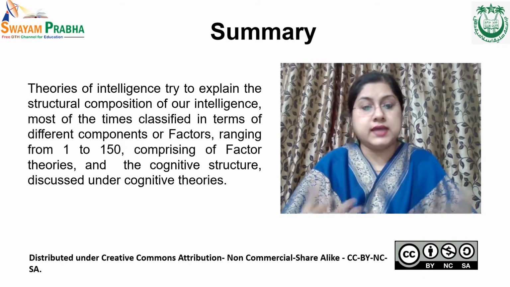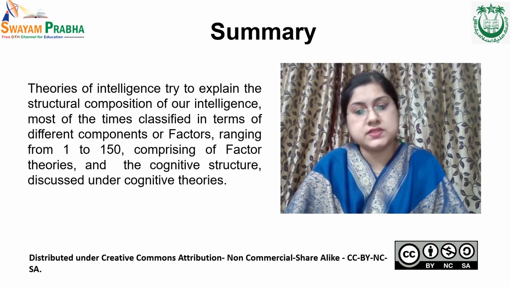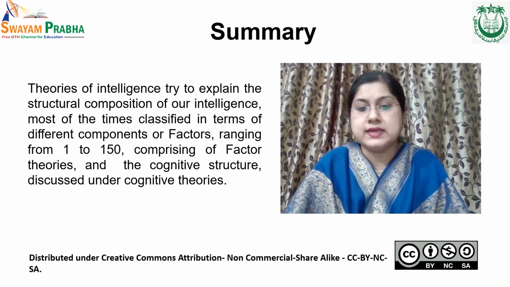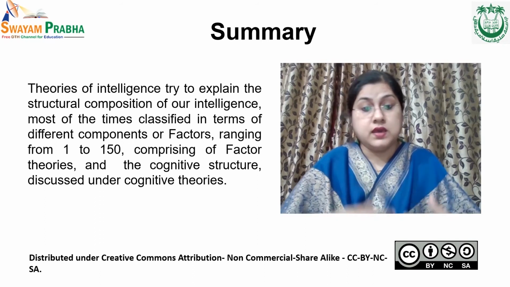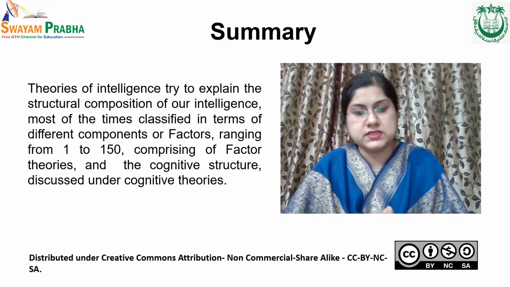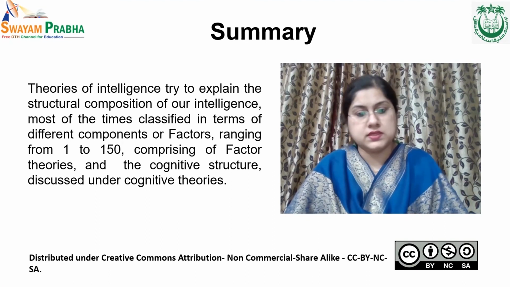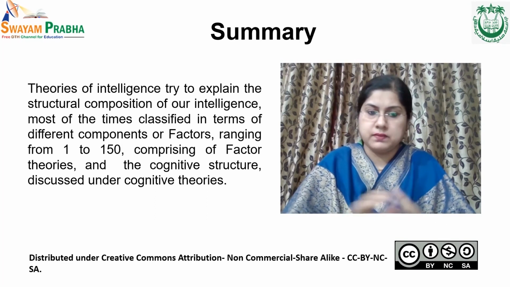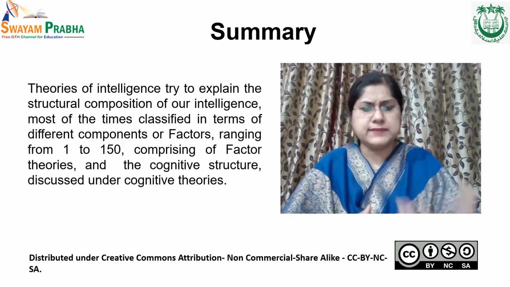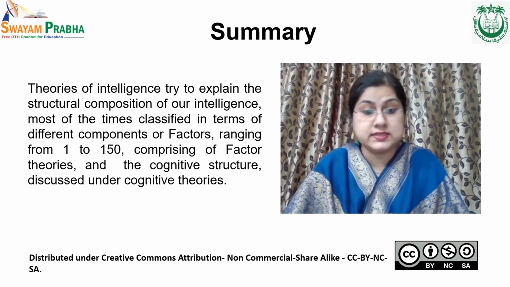Then we have seen the other theories, which can be denoted as the cognitive theories of intelligence. We have seen Cattell and Horn's theory of intelligence, Sternberg's information processing theory, and Gardner's theory of multiple intelligences, which describe the mechanism of human intellect in terms of certain fundamental cognitive processes. In this regard, Cattell and Horn's theory states that intelligence is made up of two types of basic intelligence. The first one is fluid intelligence, and the second one is crystallized intelligence.